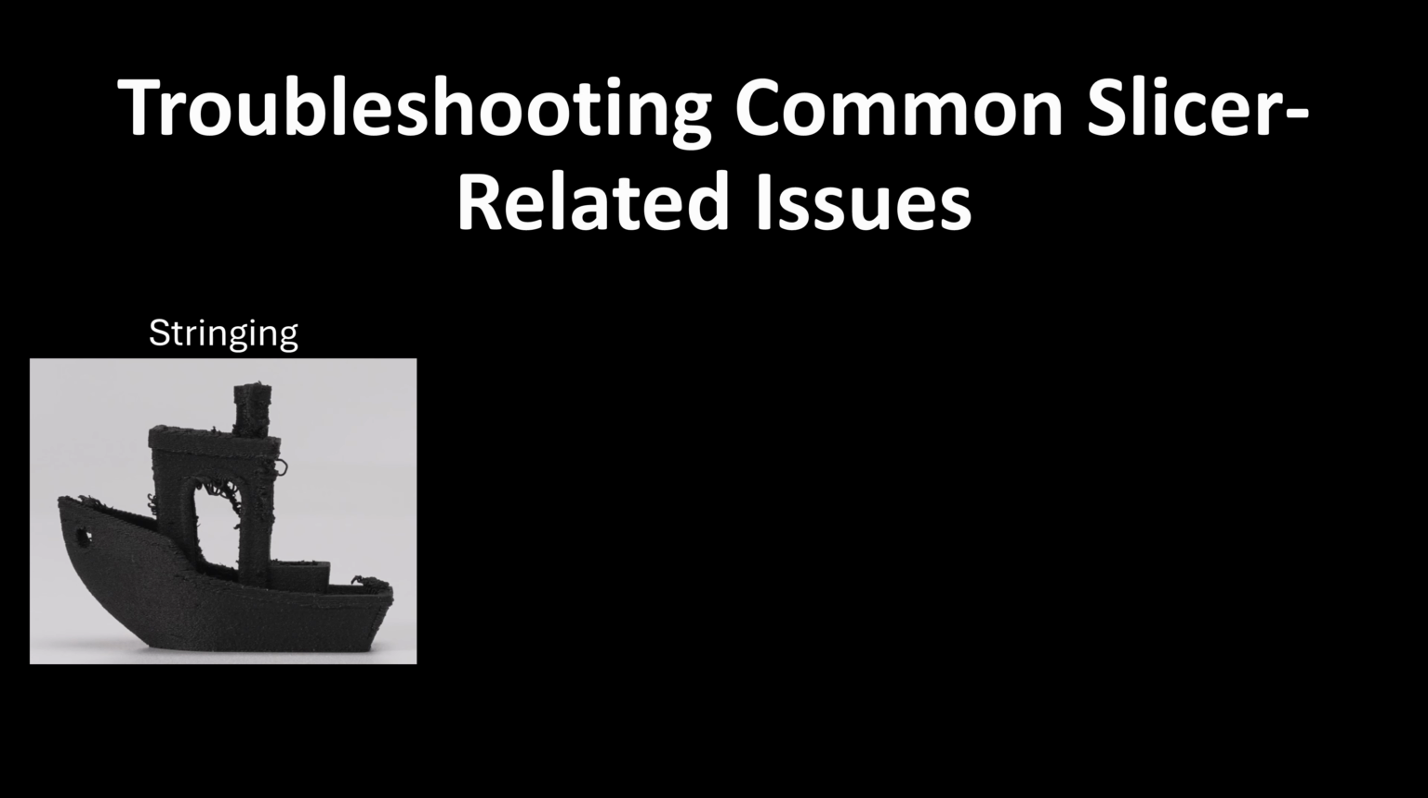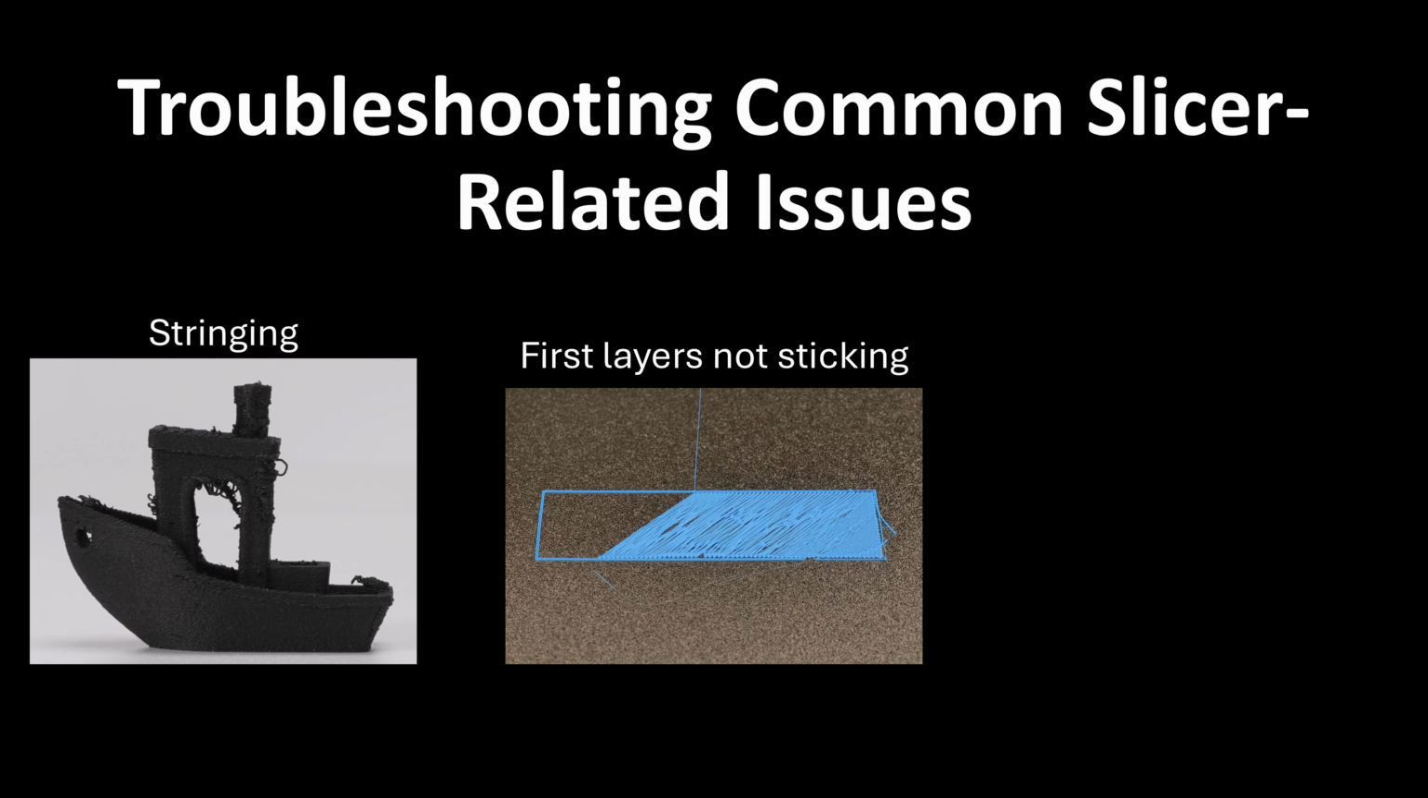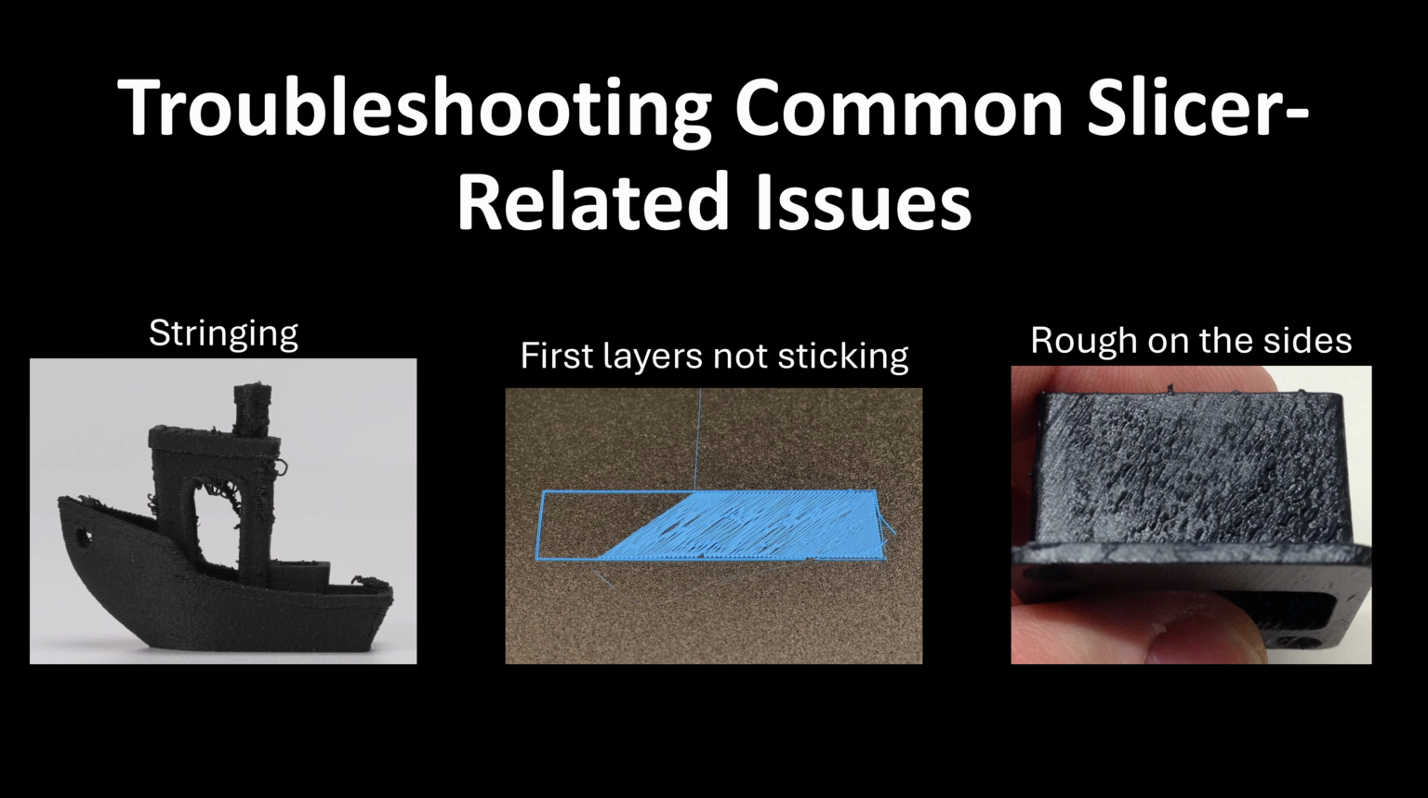Many common 3D printing frustrations can be traced back to slicer settings. Are your prints stringing? Adjust retraction settings. Are your first layers not sticking? Optimize your bed adhesion settings and initial layer speed. Is your print looking rough on sides? Tweak your print speed and cooling. We'll dive deeper into troubleshooting in future videos, but understanding your slicer is the first step in diagnosing and fixing these issues yourself.